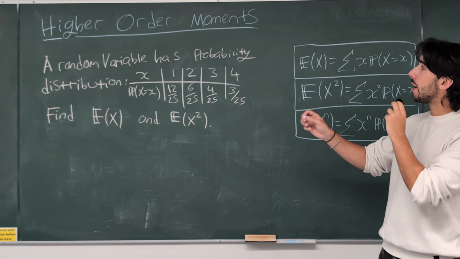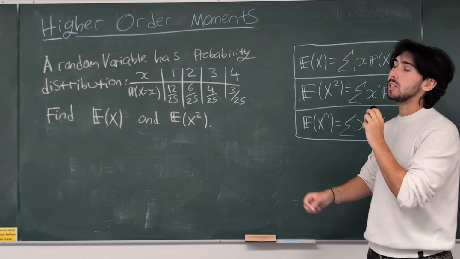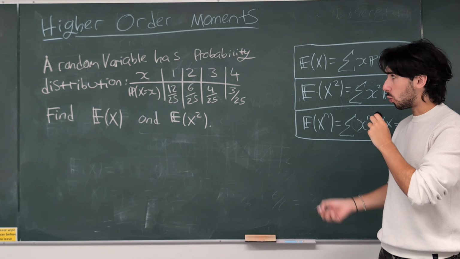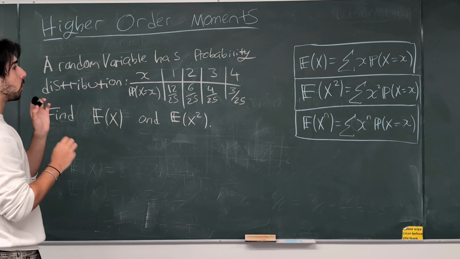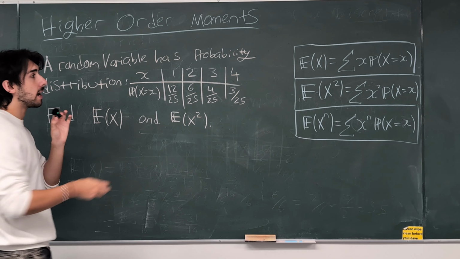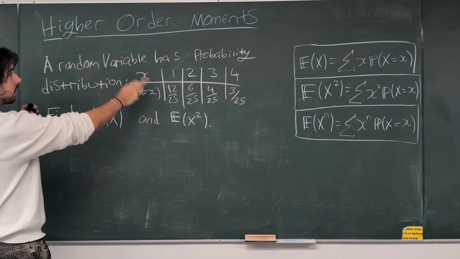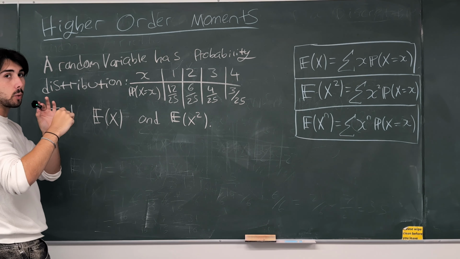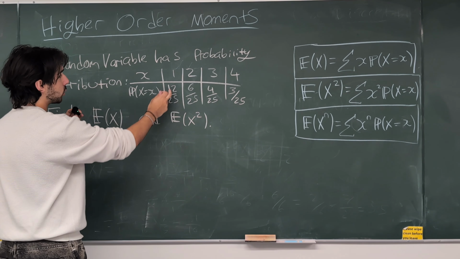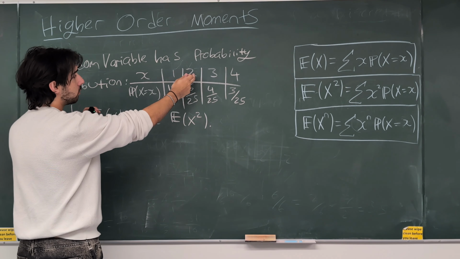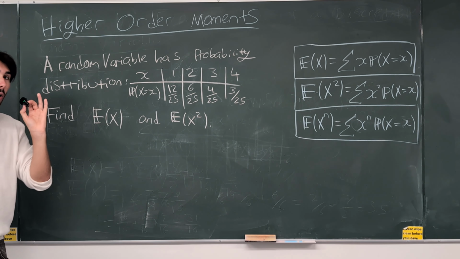Okay guys, so a random variable has the probability distribution there. Find the expected value of x and the expected value of x squared. First of all, let's start by finding the expected value of x using what we have done a few times already, just using that top formula. What this is saying is that, whatever real life situation you want to imagine it represents, the probability that the random variable takes the value 1 is 12 out of 25. The probability that it takes the value 2 is 6 out of 25, etc. What's the value that it's going to take on average?